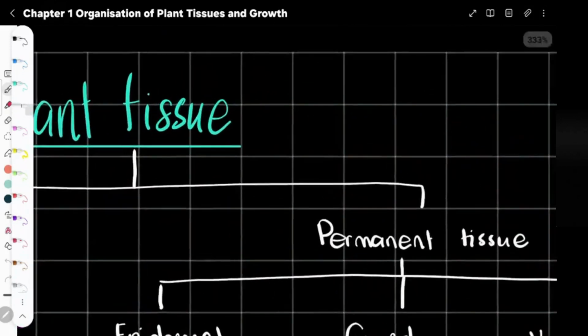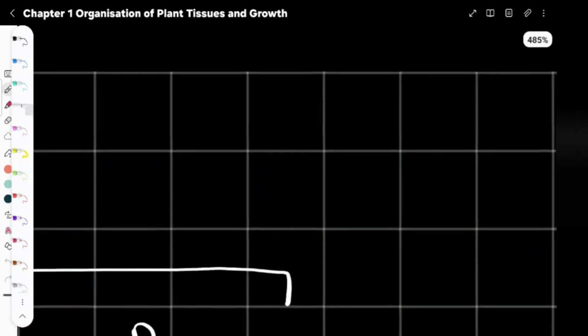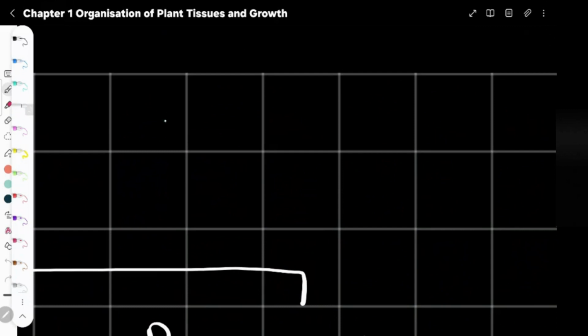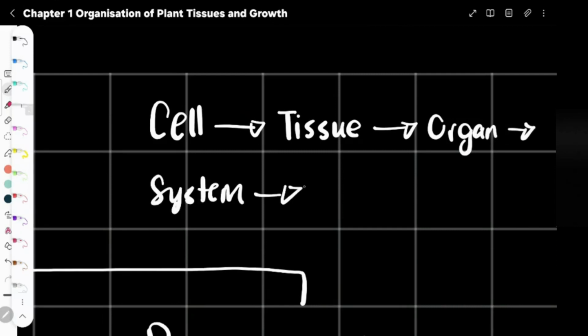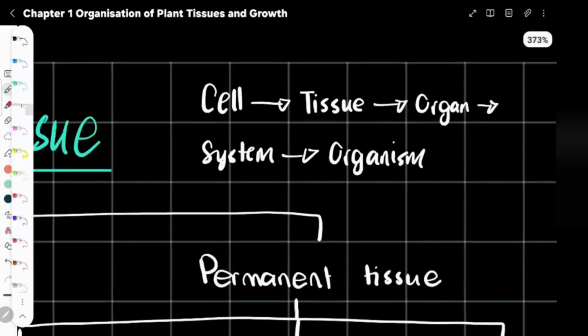A tissue is actually in the hierarchy. If you remember, the first thing is actually a cell. Then if you combine more cells, it becomes a tissue. If you combine more, you become an organ. Then if you combine more, you become a system. And then if you combine all of them, you become an organism. So we are on this topic here.